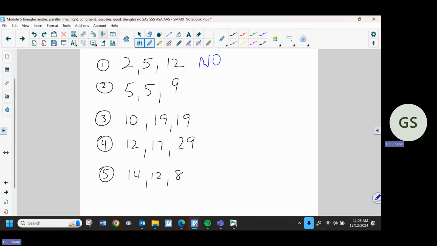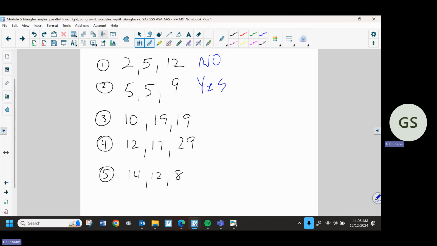5 plus 5. Again, 5s are the two shortest sides. If you have a duplicate side, you just figure out what to do with it. That's fine. You can have sides that are the same length. 5 plus 5 is 10. Is that greater than 9? Yep. So that one does make a triangle. Makes a nice isosceles triangle, actually.